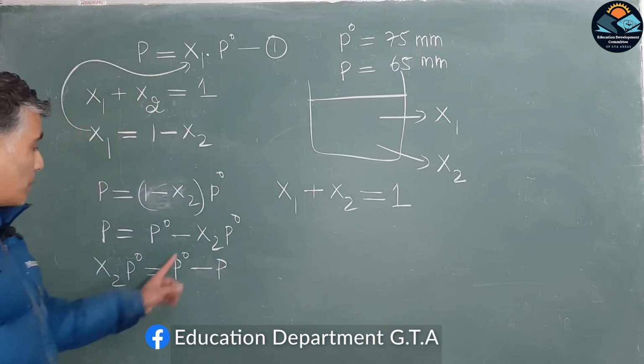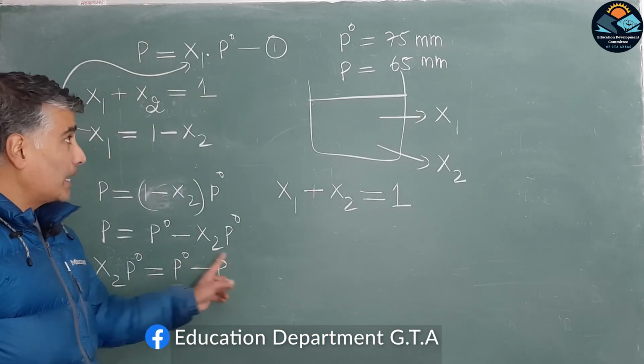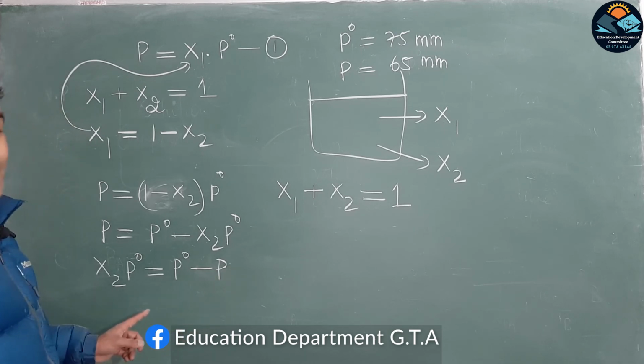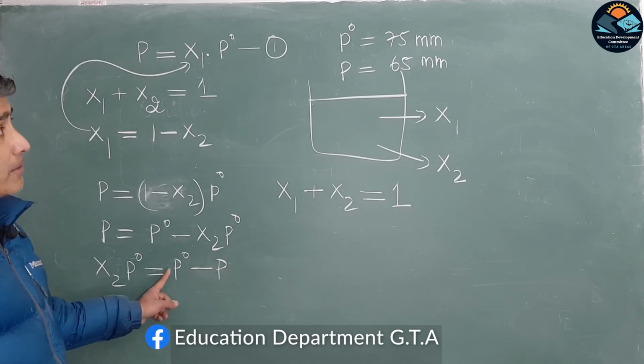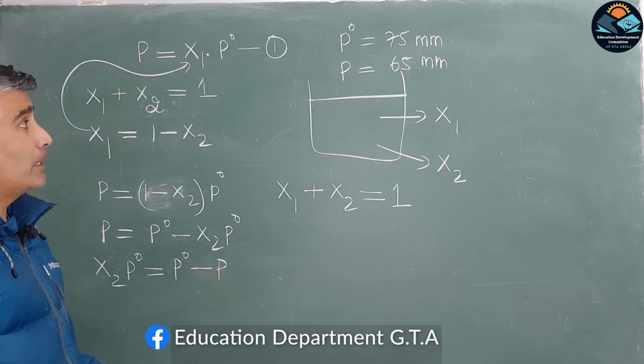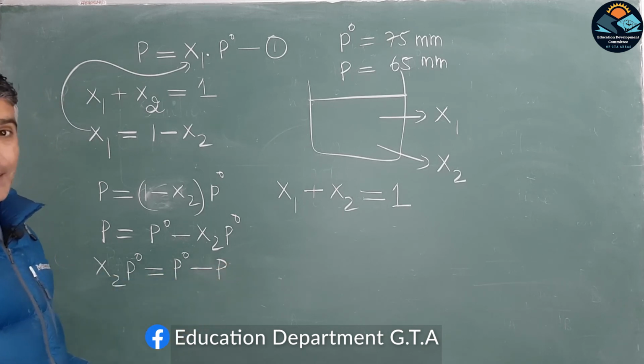So what is this P degree minus P? Is that not 75 minus 65, which is going to be 10? This is 75, I assumed, and this is 65, and the difference is going to be 75 minus 65, which is 10. What is that 10?